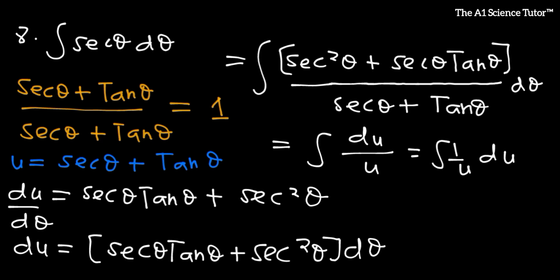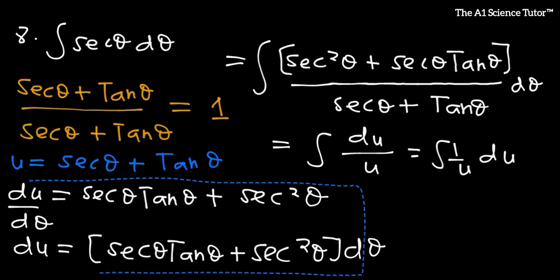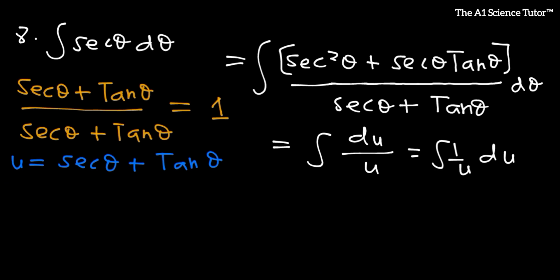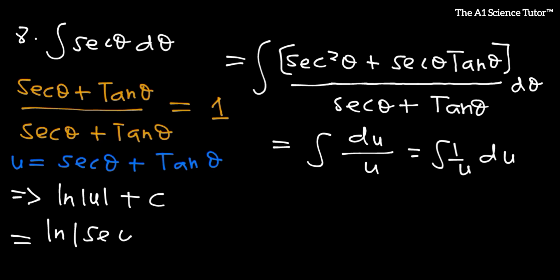Now we know what integral 1 over u is, right? That is basically going to give us ln u. So we should have ln absolute u plus c. Now since we know u is equal to secant theta plus tan theta, we're actually going to have it substituted into this form. So that should give us ln absolute secant theta plus tan theta, plus c. So this would actually be the answer to the question.